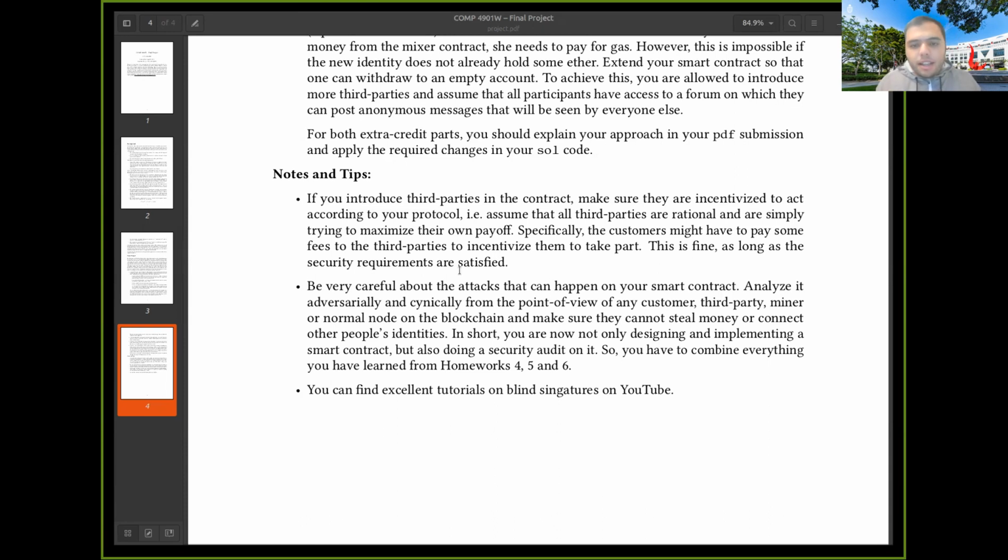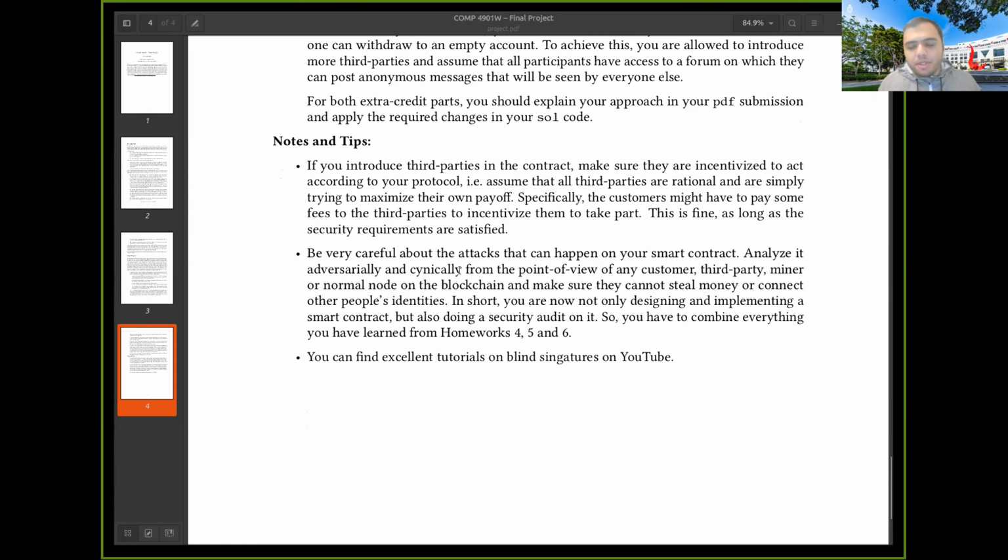Okay? But at the same time, what this means is that if you introduce new third parties, for example, if you say someone has to act as the bank in my smart contract, then you have to make sure that you pay some fees to them. Of course, these fees can be small, but there should be some transaction fees or some small fees for the services. Otherwise, the third party has no incentive to do the service.